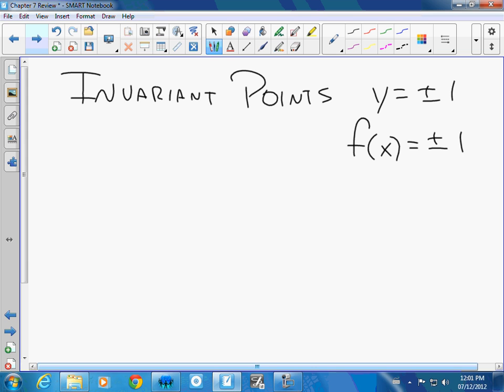Okay, so what we do is we set it to plus or minus 1. So let's do this one over here. So we're going to set, what was the equation? x squared minus 2x minus 8 equals 1. x squared minus 2x minus 8 equals negative 1. There it is. There's 2 of them.